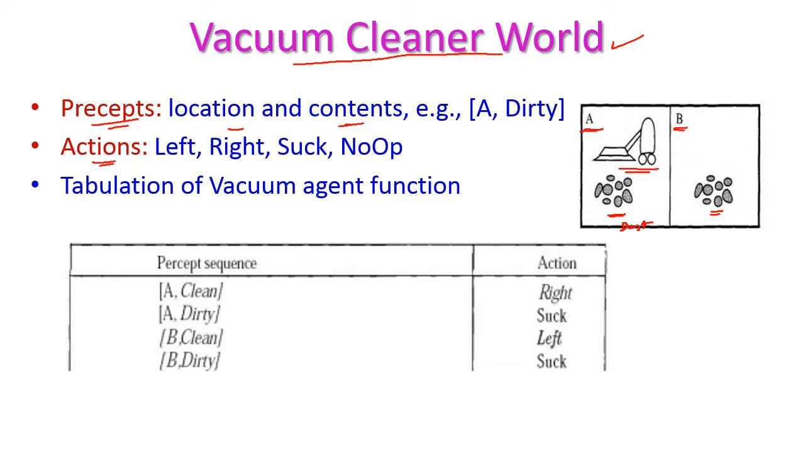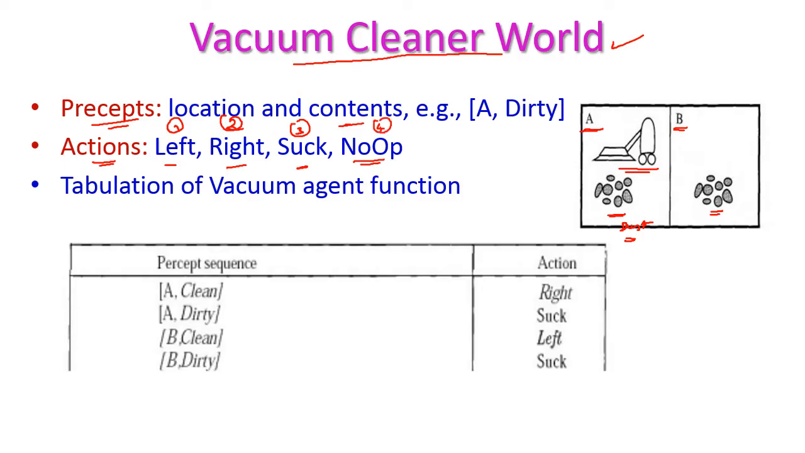What are the actions we are going to perform in this world? The vacuum cleaner can turn left, turn right, suck, that is suck the dirt, or no operation. So we have four actions: first turn left, second turn right, third suck operation, and fourth no operation.